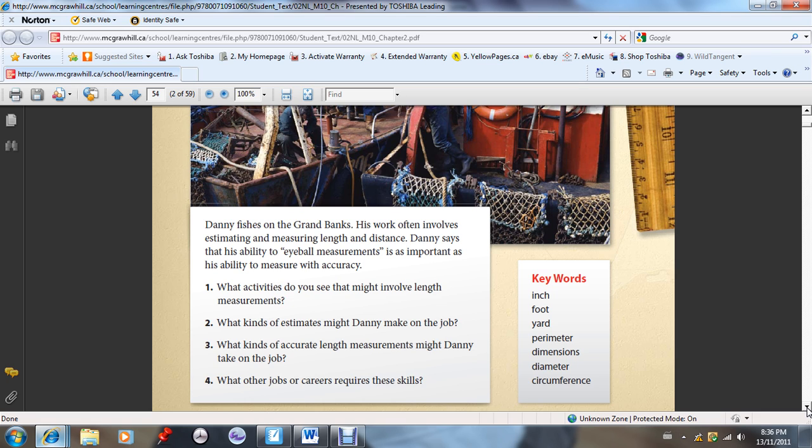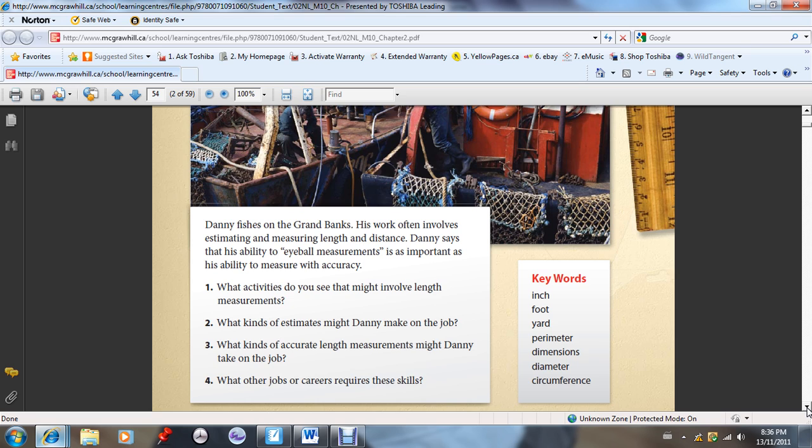What kinds of estimates might Danny make on his job? Well, he's got to put his nets out, so he's got to know how much line he has to let out, whether that is in feet, meters. On fishing boats, they actually use a measurement called fathoms. Anyhow, these are a few he might guesstimate. What else? Maybe how much fish he's catching. He's going to need to know, I've got roughly 20,000 pounds. What else does he need to know? He needs to know how much food he has to get to feed his deckhands. All kinds of things like this.